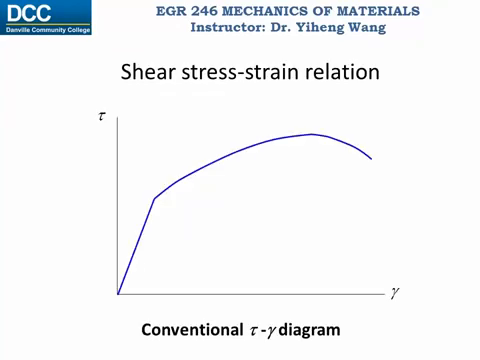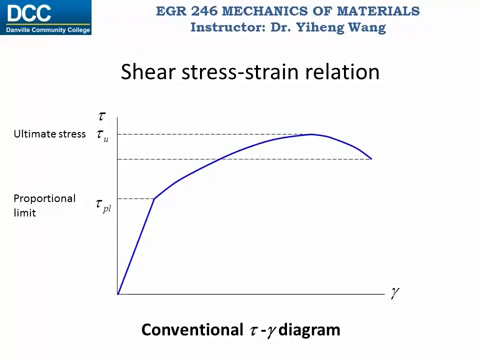Just like the relation between normal stress and normal strain that we learned already, the relation between shear stress and shear strain can also be determined by experiments and represented by the conventional shear stress tau and shear strain gamma diagram, like this one. Just like the normal stress strain diagram, the shear stress strain diagram also has proportional limit, ultimate shear stress, and failure shear stress.